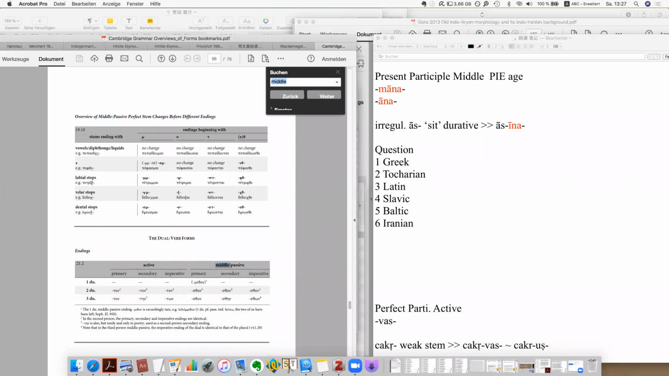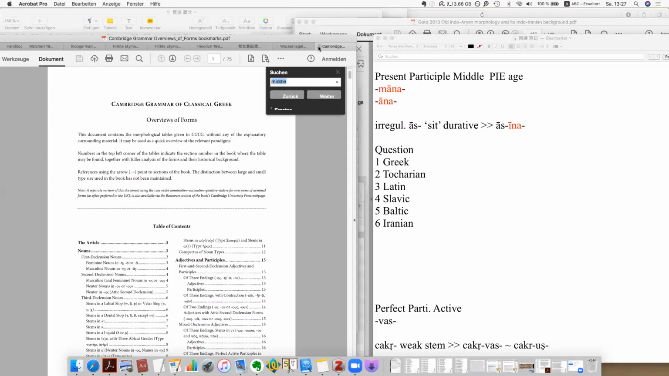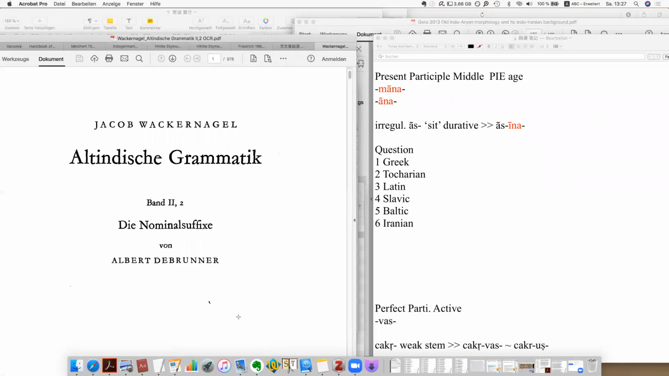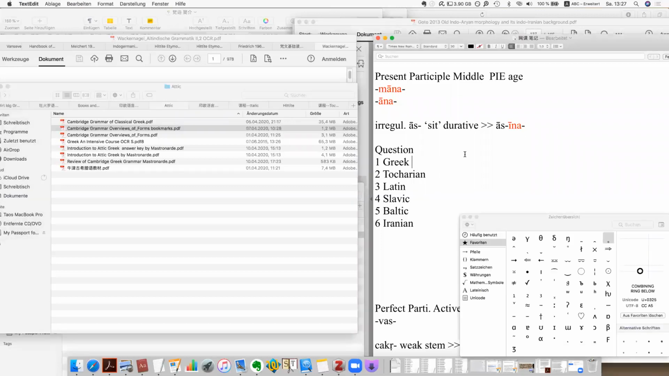Probably participle is not included in this chart. How can I find it for you? I think I can just tell you. It's fine, because Greek is pretty simple. In Greek, actually, we have this one.